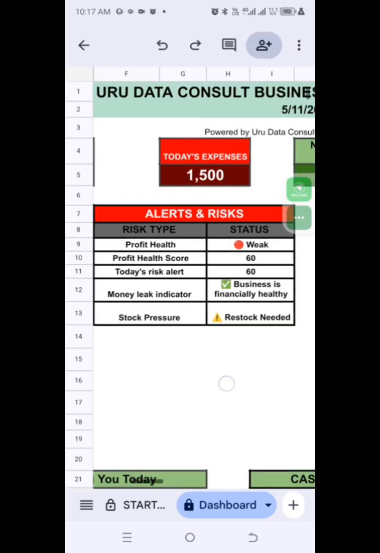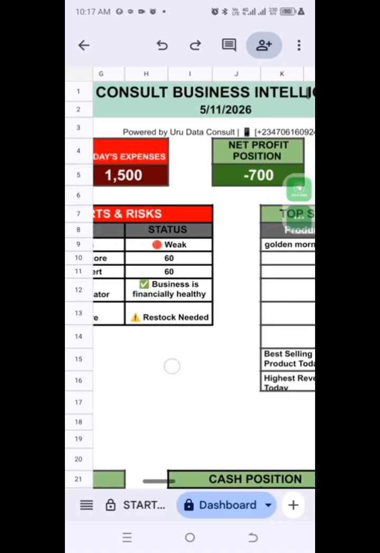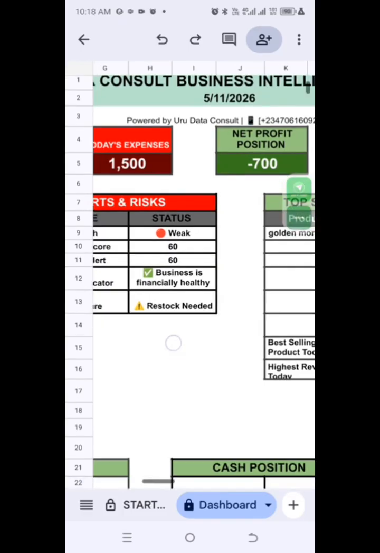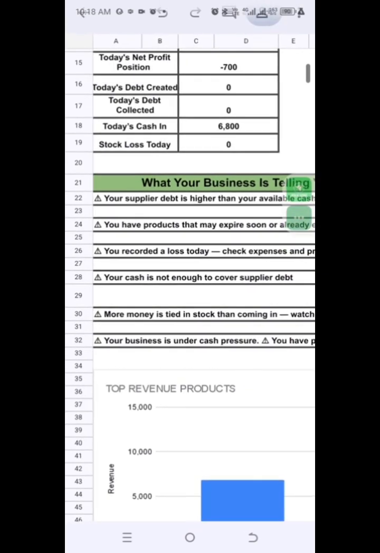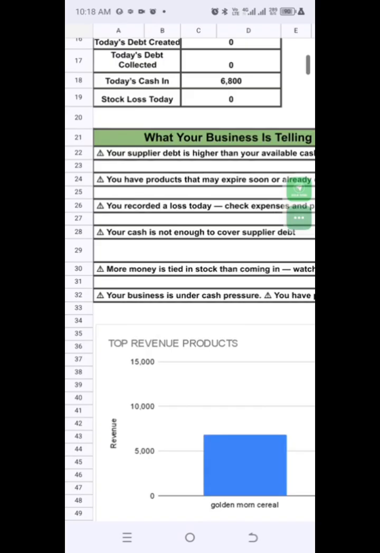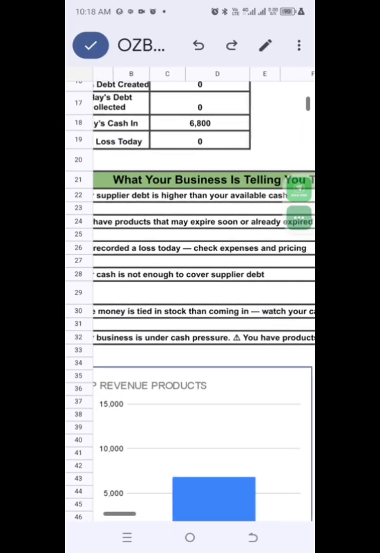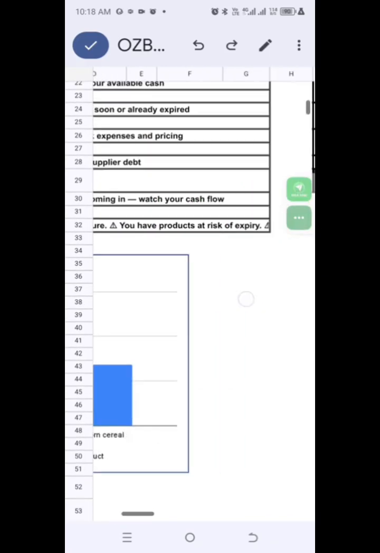So BIS helps you to know that your business position is now heading towards loss, because it's either your pricing, you don't have good profit margin, or your expenses, or even your cost price. Now let's check: more money is tied in stock than coming in. What's your cash flow? Your business is under cash pressure. So this gives you an idea of what is happening in your business.